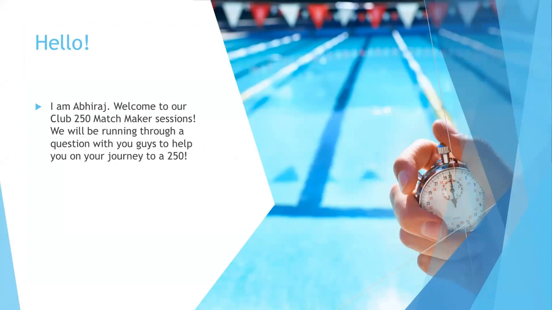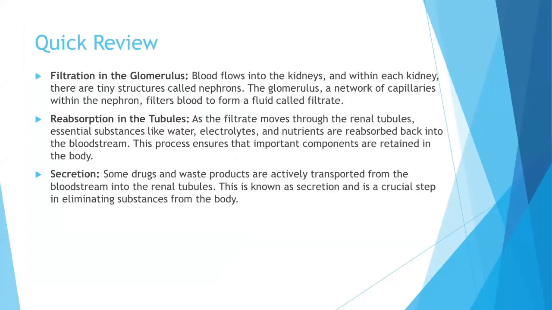We are starting our renal pharmacology sessions, and in this video we will mostly be discussing the basics of renal pharmacology and drug excretion. A quick review: there is filtration in the glomerulus, where blood flows into the kidneys, and within each kidney there are tiny structures called nephrons. The glomerulus is a network of capillaries within the nephron and filters the blood to form a fluid called filtrate. After that, there is reabsorption in the tubules.